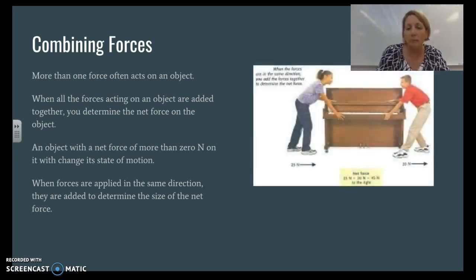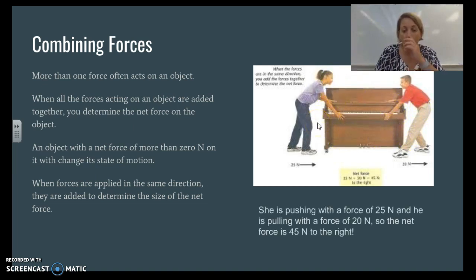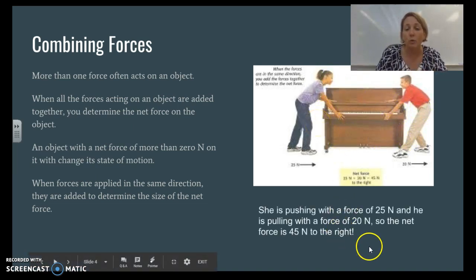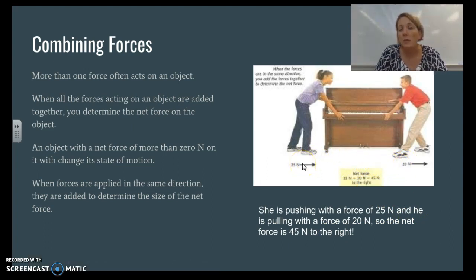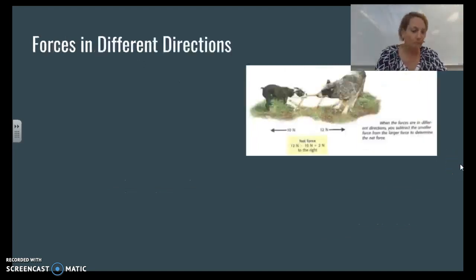So two people are moving a piano. She is pushing the piano with a force of 25 newtons. He is pulling the piano with a force of 20 newtons. Together, they are pulling and pushing that with a net force of 45 newtons to the right, if we're using the picture as reference, because 25 plus 20 equals 45. And what direction is that piano moving? It's moving in the direction of the push and the pull.